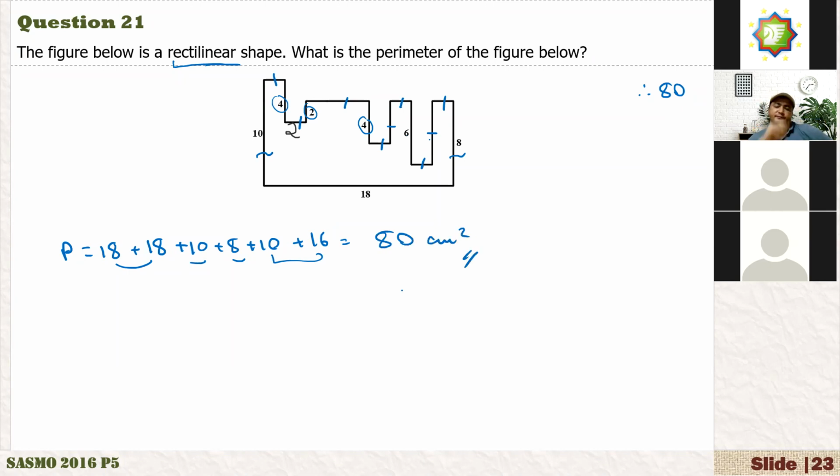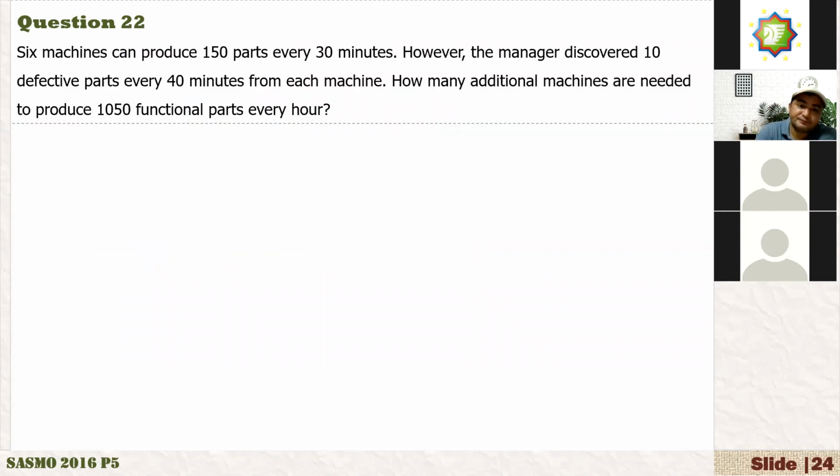Yes, my answer is correct. Very good. If you got 80, and then what is the method here? First, just actually calculate the length of all the lines which are horizontal, and after that, which are vertical. That's because it's a rectilinear. That means that all sides are straight lines.